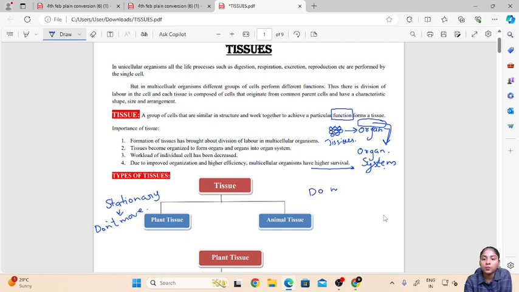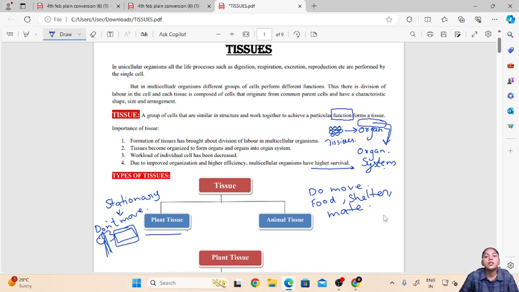They do move in search of food, shelter or meat. Now let us first see plant tissue. So plants do not move. That means they will need more protection or more structural strength. So these plants usually contain cells with thick cell walls, which provide them mechanical support to stand upright. Plants have to stand upright, so they have cells with thick cell walls which provide more mechanical support.